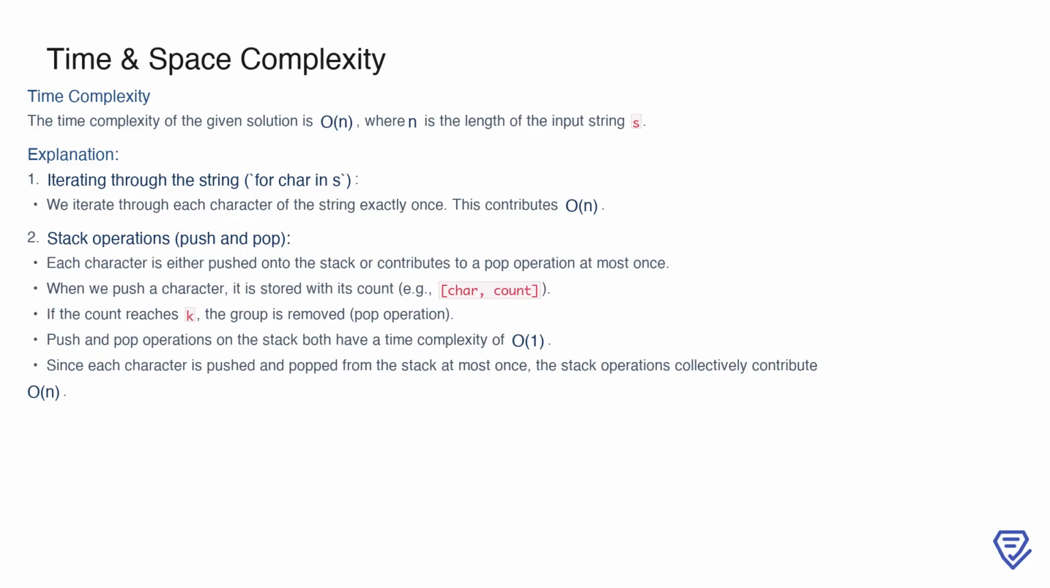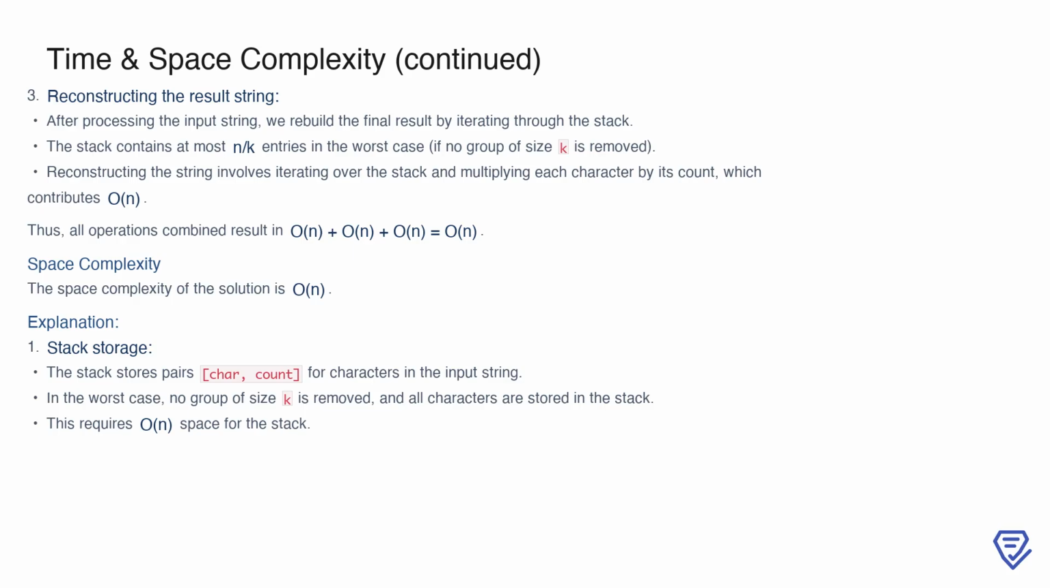Every character in the string is pushed onto the stack and possibly popped at most once, which means the total stack operations for all characters also contribute O(n). Together, these operations ensure that the traversal and stack management are linear with respect to the size of the input. Once the input string has been fully processed, we need to reconstruct the final result. This involves iterating over the stack, which contains up to n/k entries in the worst case, since groups of k adjacent duplicates are removed during processing.